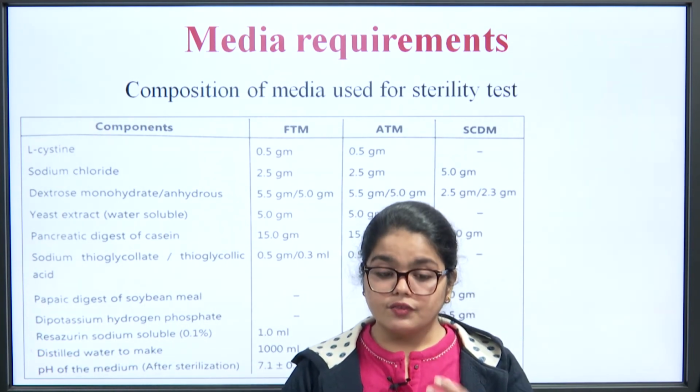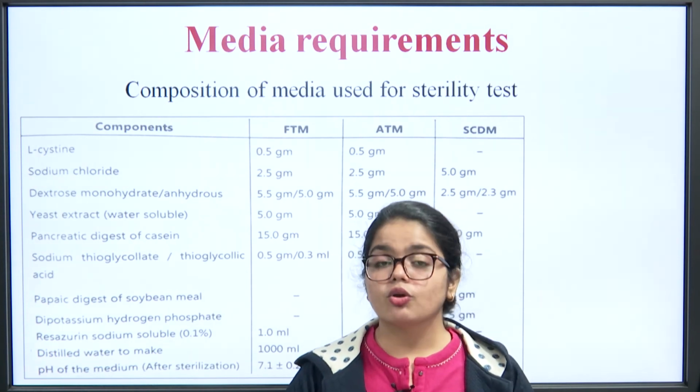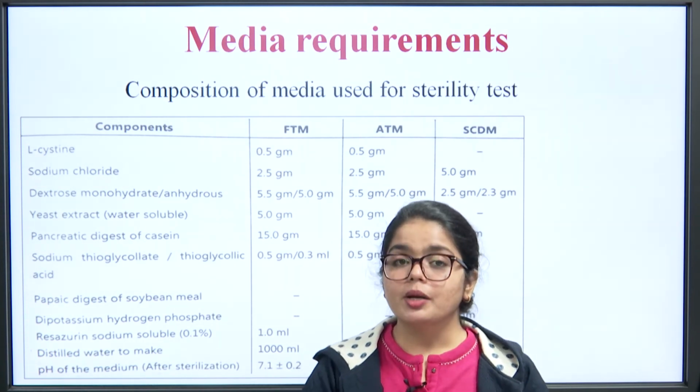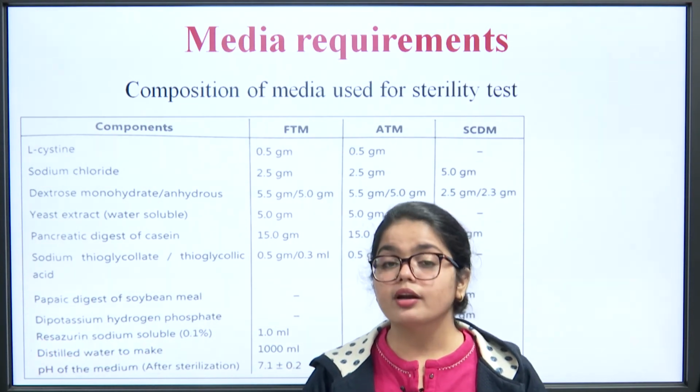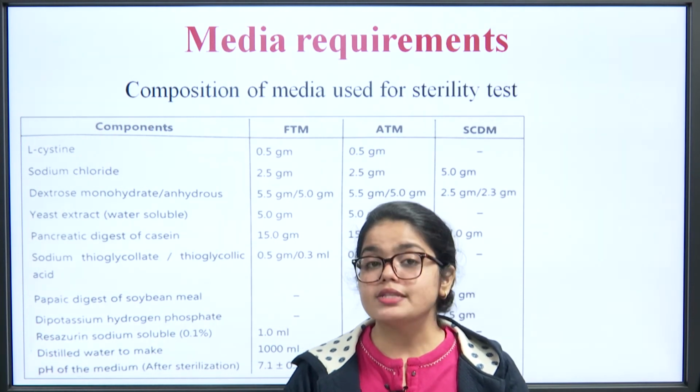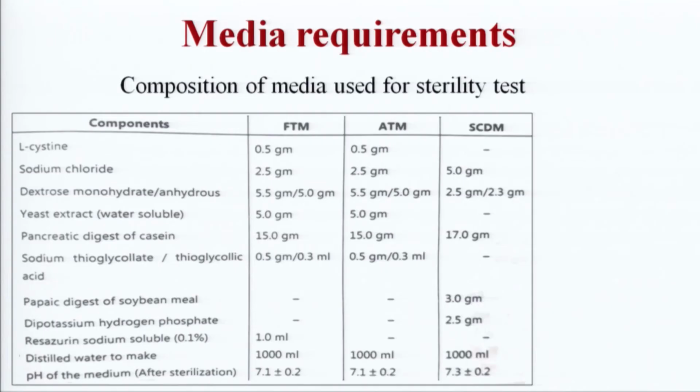If the range of such components is less, if they cannot culture more number of bacteria, then it would be difficult for us to find out the microbial contamination, because a particular bacteria that has contaminated our product will not be growing in such media. If it does not grow, we cannot read the growth. If we cannot read the growth, we cannot find out about the microbial contamination. So, pancreatic digest of the casein, then sodium thioglycolate, then peptic digest of soybean meal, then dipotassium hydrogen phosphate. These are the media requirements for different bacteria. These provide a huge range of chemical substances required for different kinds of microbes.